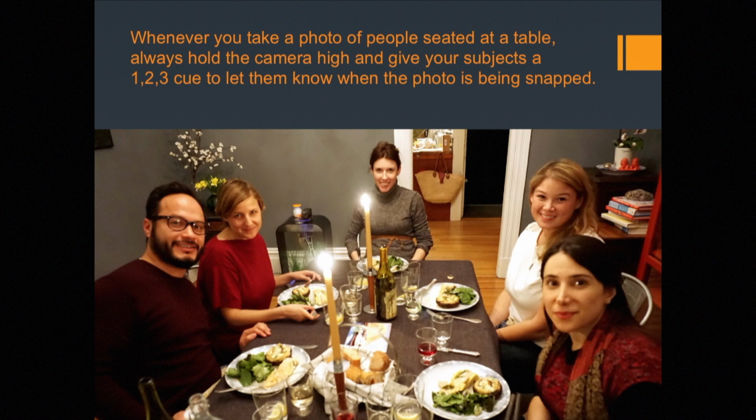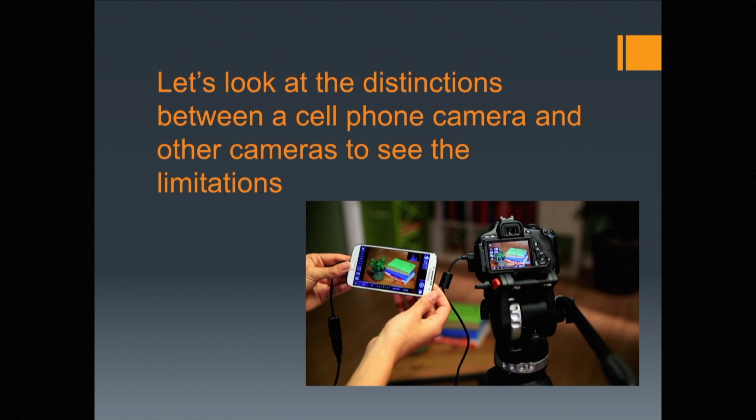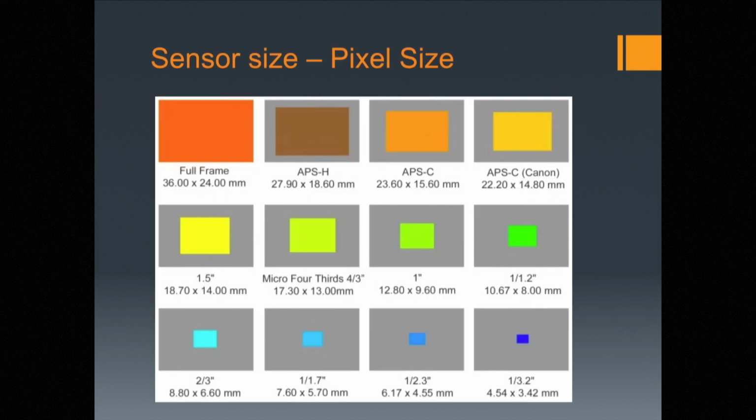Let's look at the distinctions between a cell phone camera and a big adult camera, to see the limitations. The sensor size of a full-size digital single lens reflex is in the upper left. That is the same as a 35 millimeter camera, so the size of a color slide, basically. Now, that little blue one in the lower right, that's the size of a lot of the cell phone camera sensors. It's very, very small in comparison.